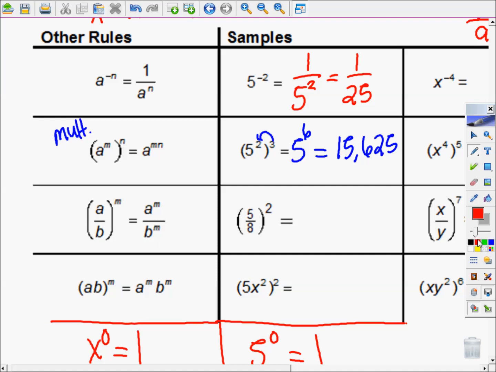Again, when you're distributing, and it's a fraction. So when you have an exponent and you're distributing into a fraction, you are still going to multiply. You're going to distribute to the numerator and to the denominator. So I'm going to distribute this 2 to the numerator, and I'm going to distribute this 2 to the denominator, and I get 25 over 16. 64. I mean 64, sorry.